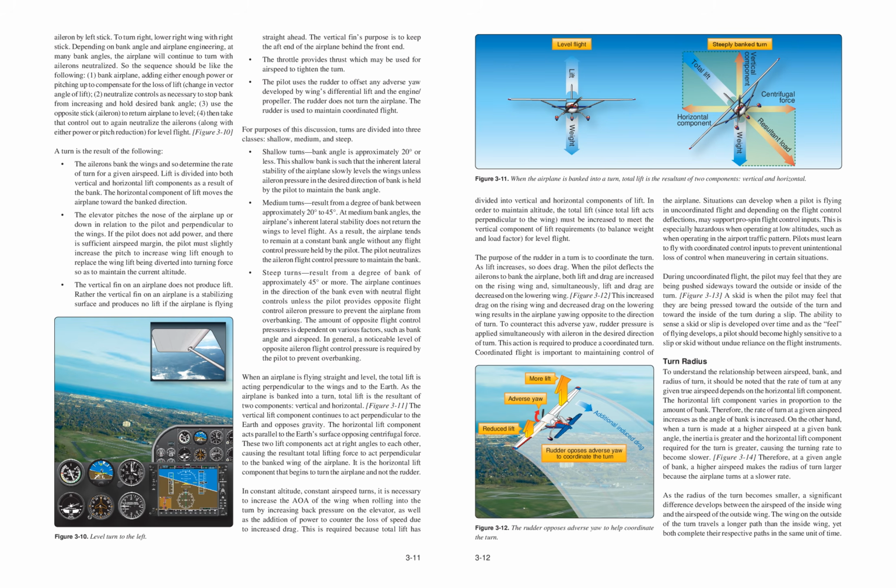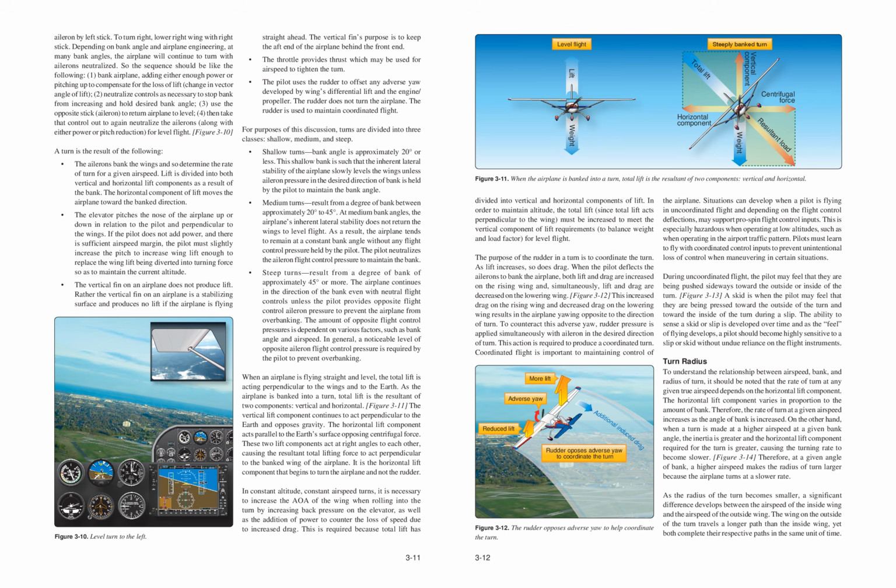The airplane continues in the direction of the bank even with neutral flight controls unless the pilot provides opposite flight control aileron pressure to prevent the airplane from overbanking. The amount of opposite flight control pressure is dependent on various factors, such as bank angle and airspeed. In general, a noticeable level of opposite aileron flight control pressure is required by the pilot to prevent overbanking.